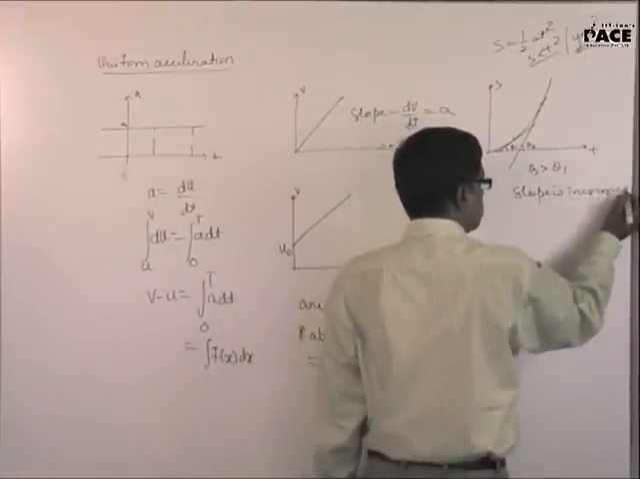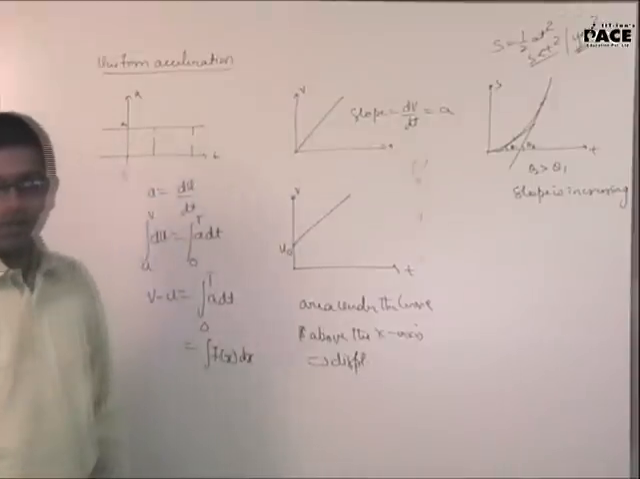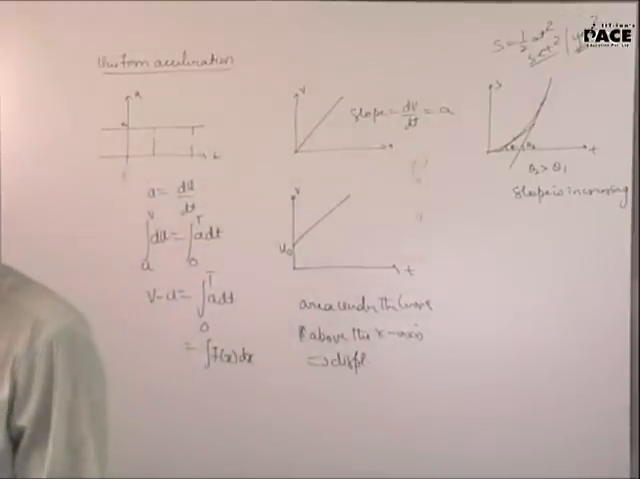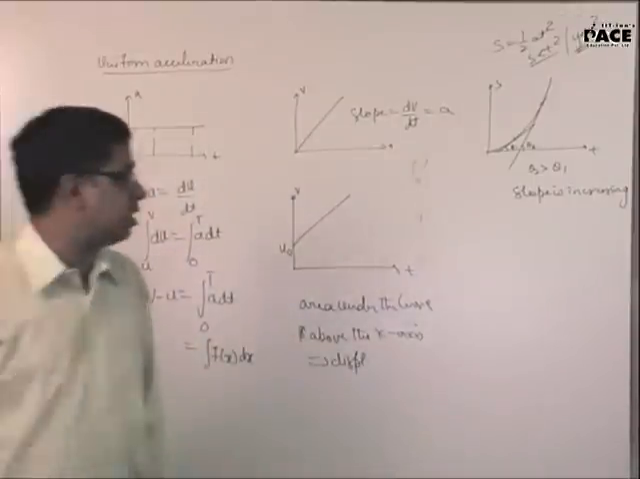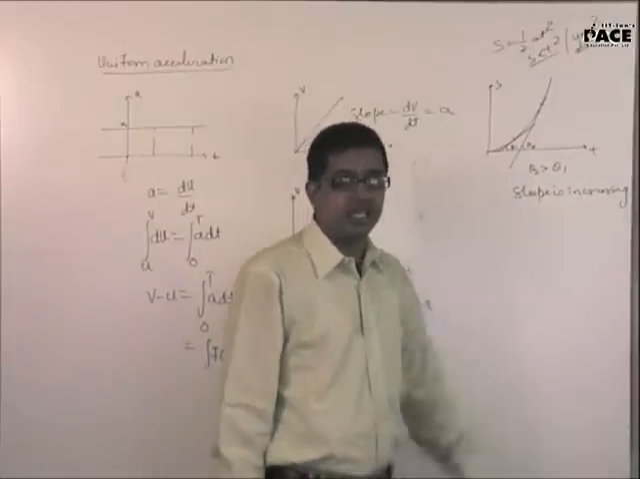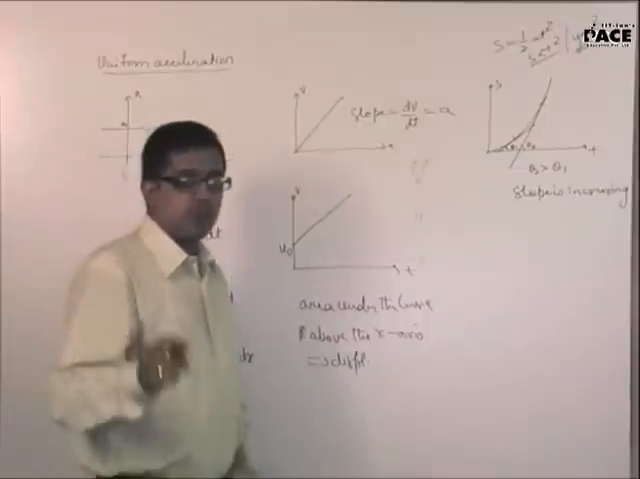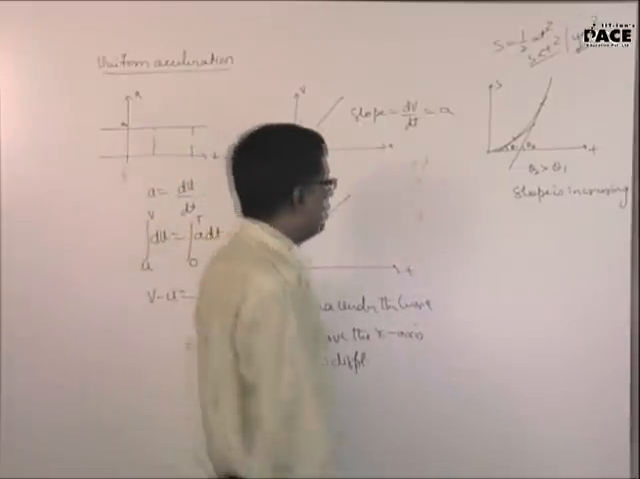I will have to always cross verify this. The body is subjected to uniform acceleration, which means the slope is increasing. Right? If the slope is increasing, that means the velocity is increasing. One small subtle difference here.